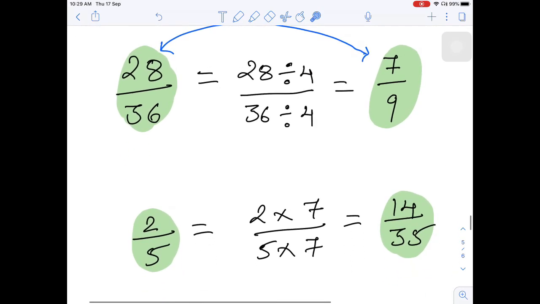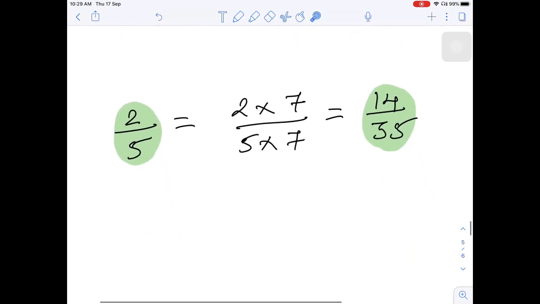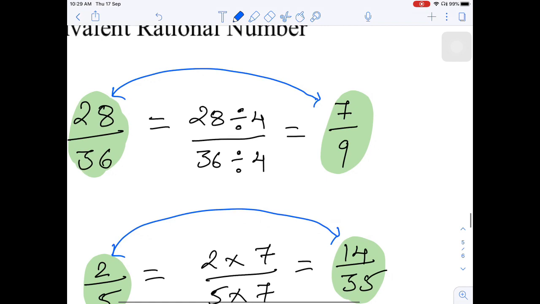Okay. Then next example, let us consider. Now here we have 2 upon 5. If you multiply the numerator and denominator by the same number, that is 7, what do we get? 14 upon 35. Now as we have multiplied the numerator and denominator by the same number, what will happen now? These both numbers will become equivalent. Okay, so what can we say in this condition?